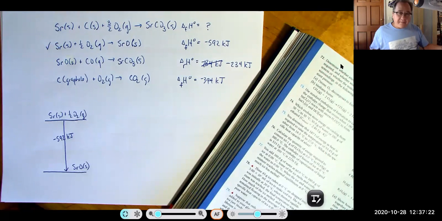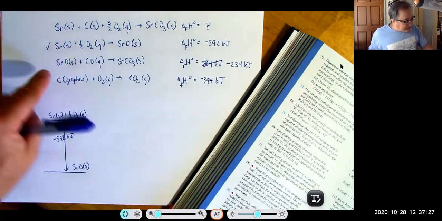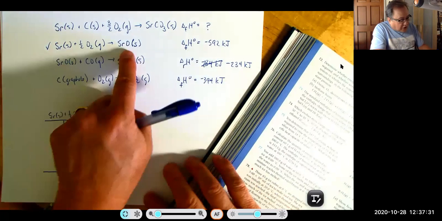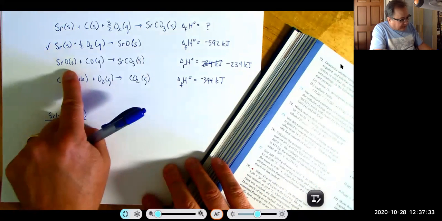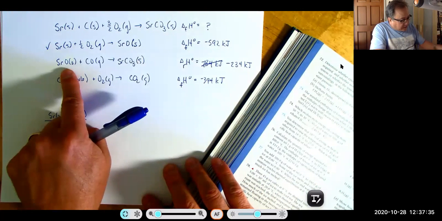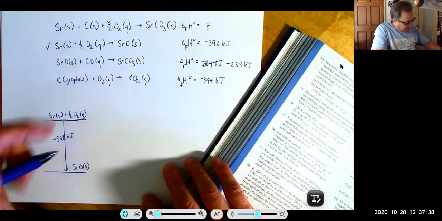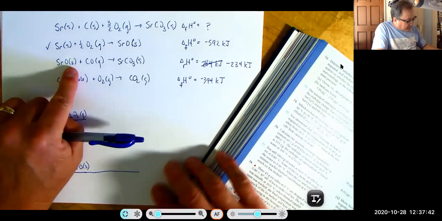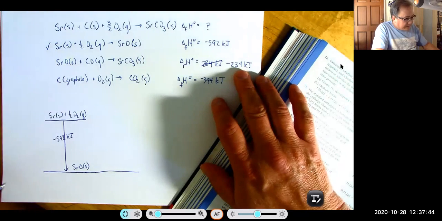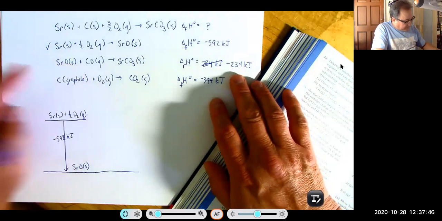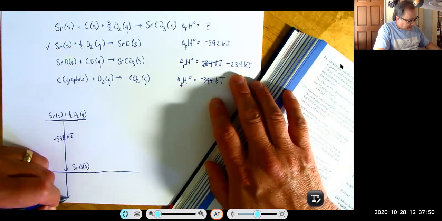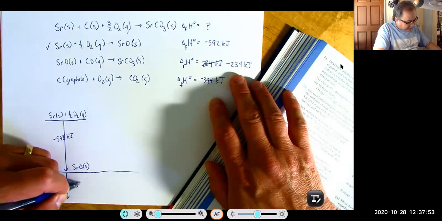Usually once I get my start, I just try and find another equation that has this stuff in it. So is there another equation that has SrO solid, and it's right here? So I want to put this equation in. And here's the number I have to work with. So do I go up or down based on this? And the answer is I go down. How far? Minus 234 kilojoules.